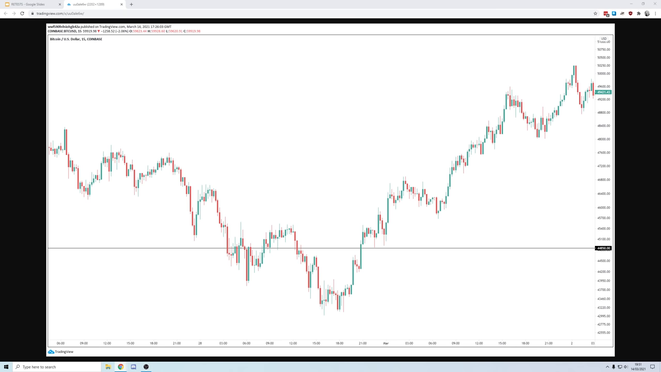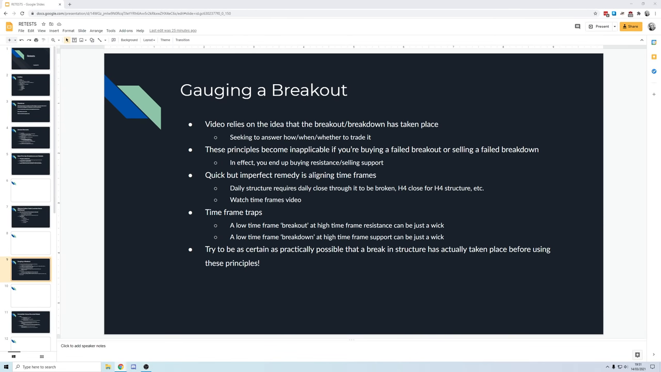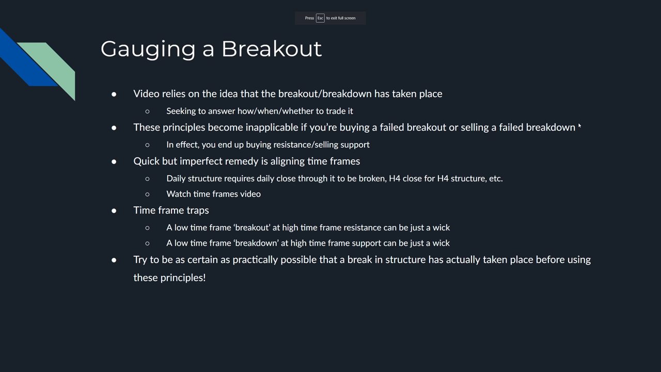Or certainly one of the ways in which you get trapped, which is essentially what I'm cautioning against in this section. You need to be fair when assessing breakouts or breakdowns. Certainly when dealing with high time frame levels, just ask yourself, have I given this level enough time to prove whether it's been broken or not? Or am I at risk of being the wick? Again, this is something I cover in the timeframes video, so make sure to check that out.